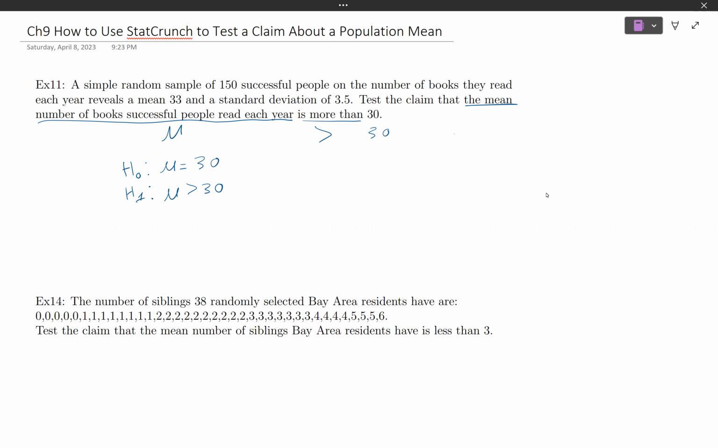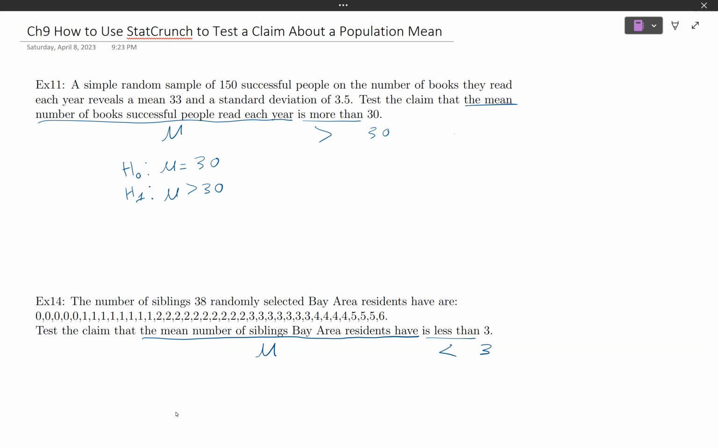In exercise 14, we have the number of siblings, 38 randomly selected Bay Area residents, a bunch of raw data. We want to test the claim that the mean number of siblings Bay Area residents have is less than 3. Mean is mu less than 3.